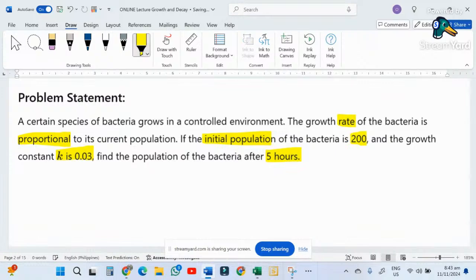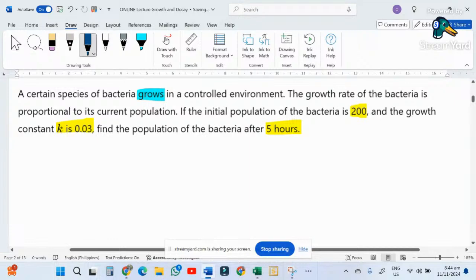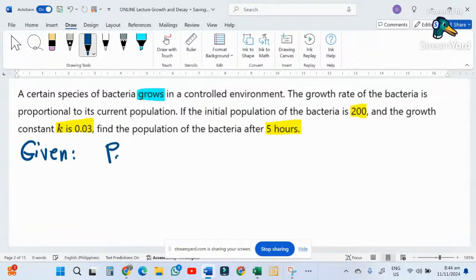I'm going to remove that in the meantime and I'll just shade it with neon blue, so that there will only be three data that you're going to identify. All right, so let's identify the 200 here. The 200 is actually your initial population. Initial population, it says, so that will be 200.